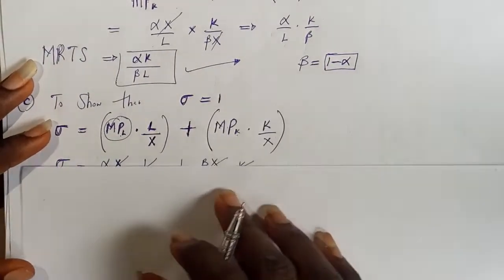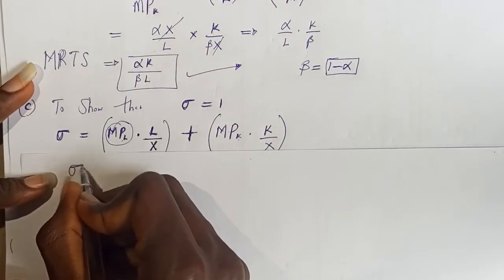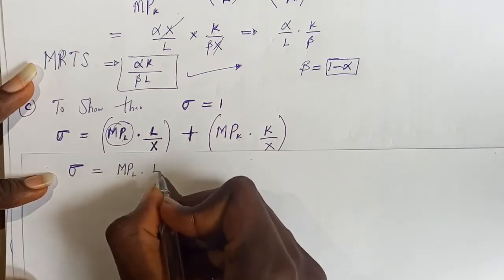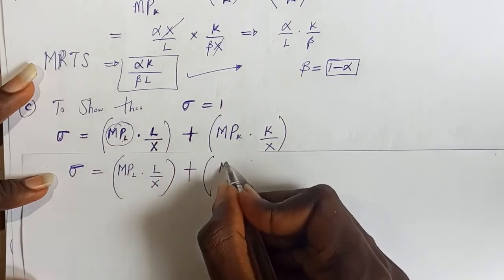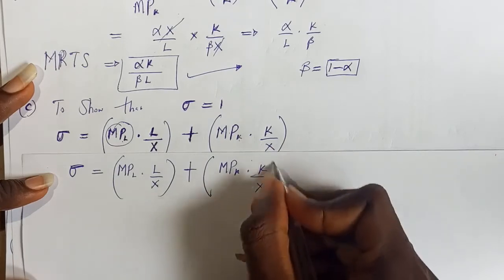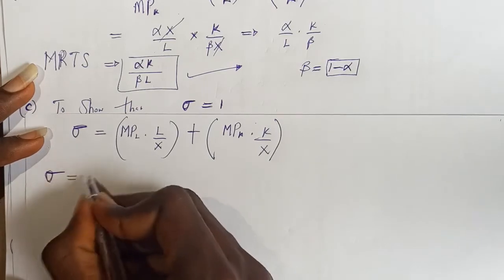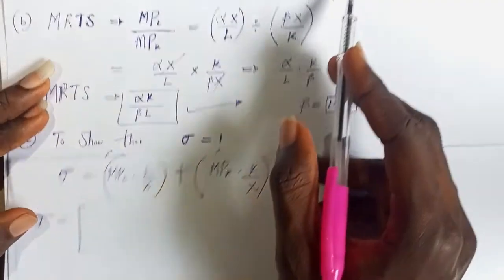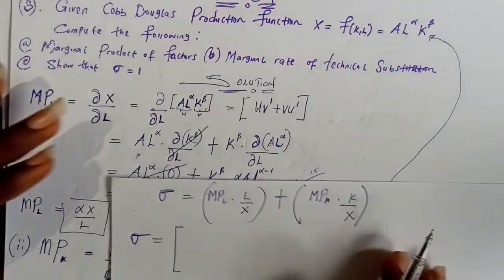So let's take it elsewhere. Suppose we have this same formula. Let's recall, I said this is the formula. We have it as MPL times L over X, right? Then plus we also have MPK times K over X, right? So if you have this, recall that MPL, not in terms of production function, I want to pick MPL, the one we actually have in terms of what?